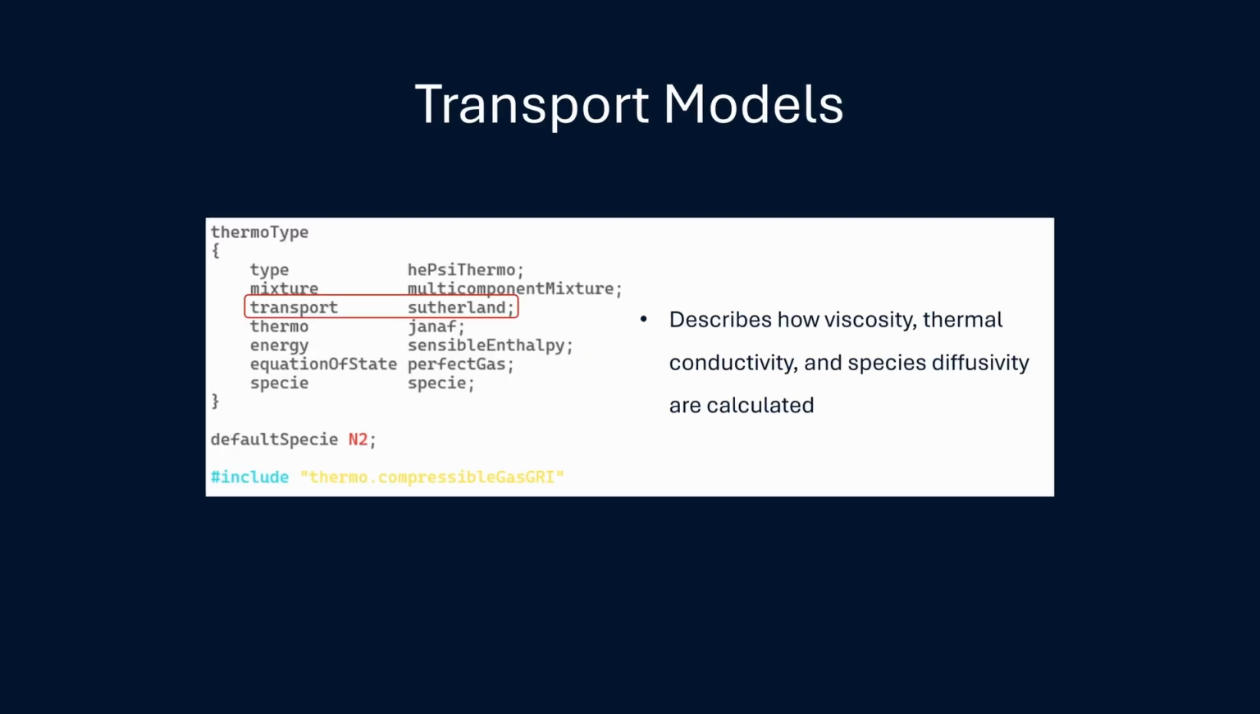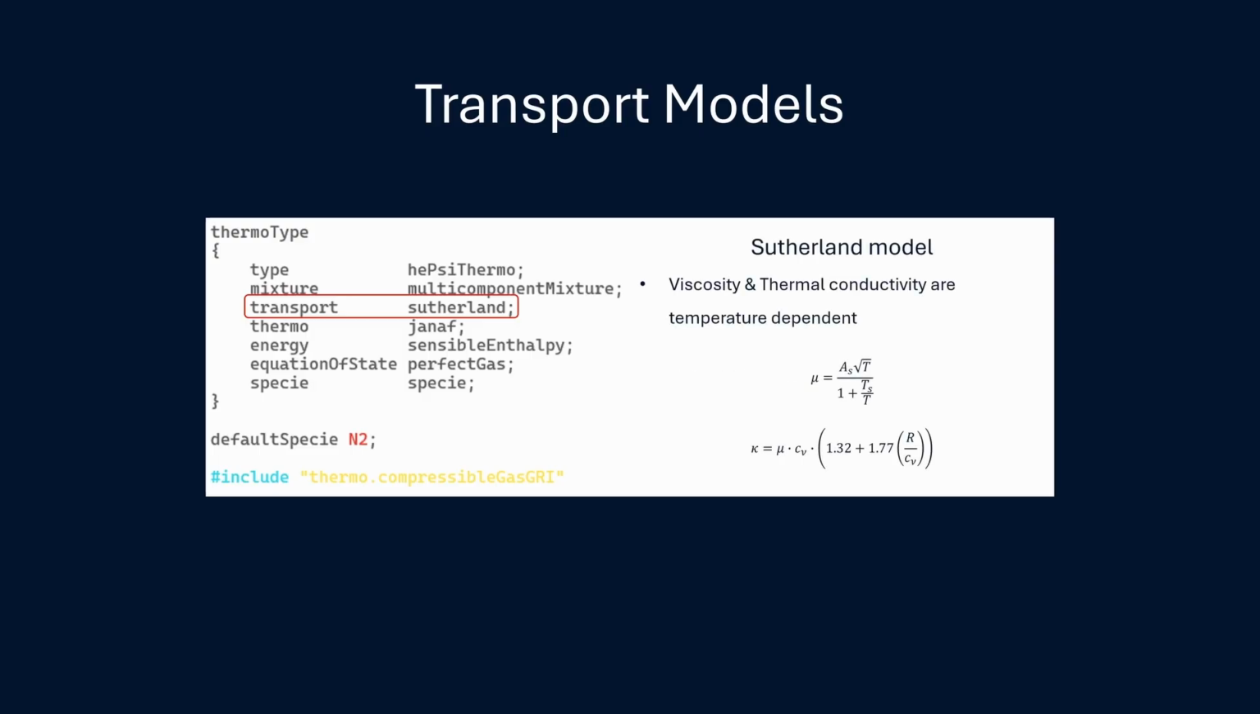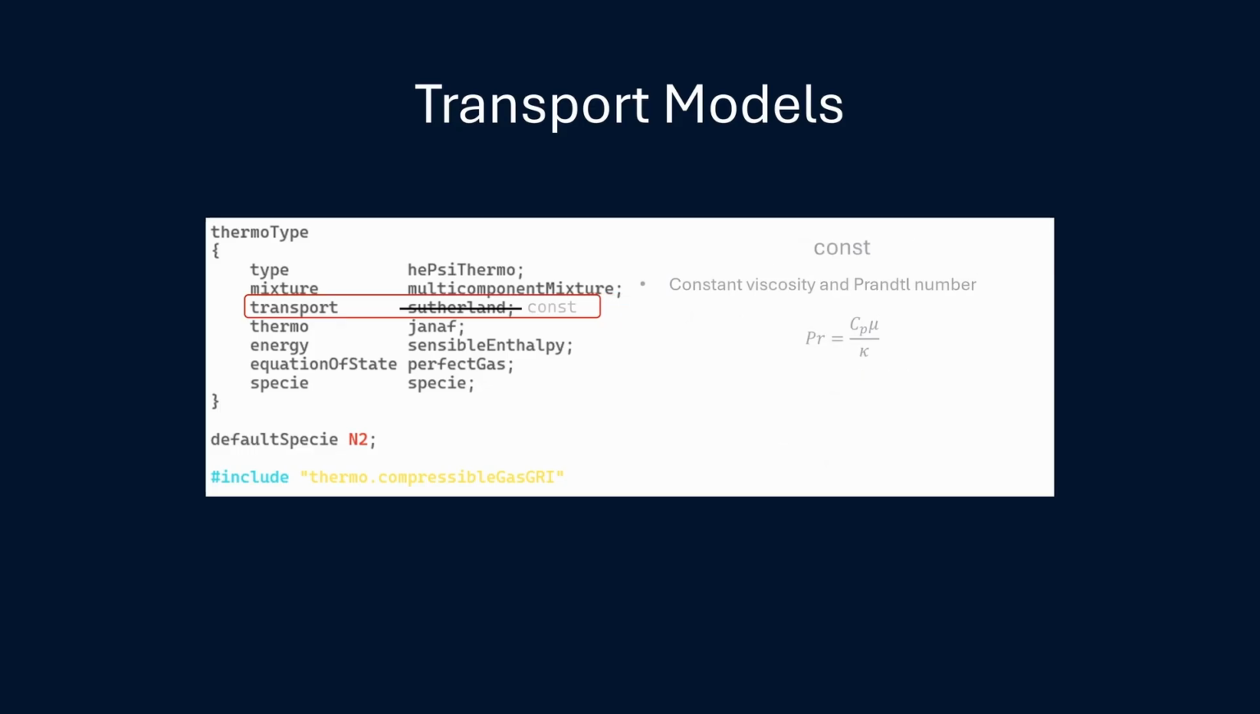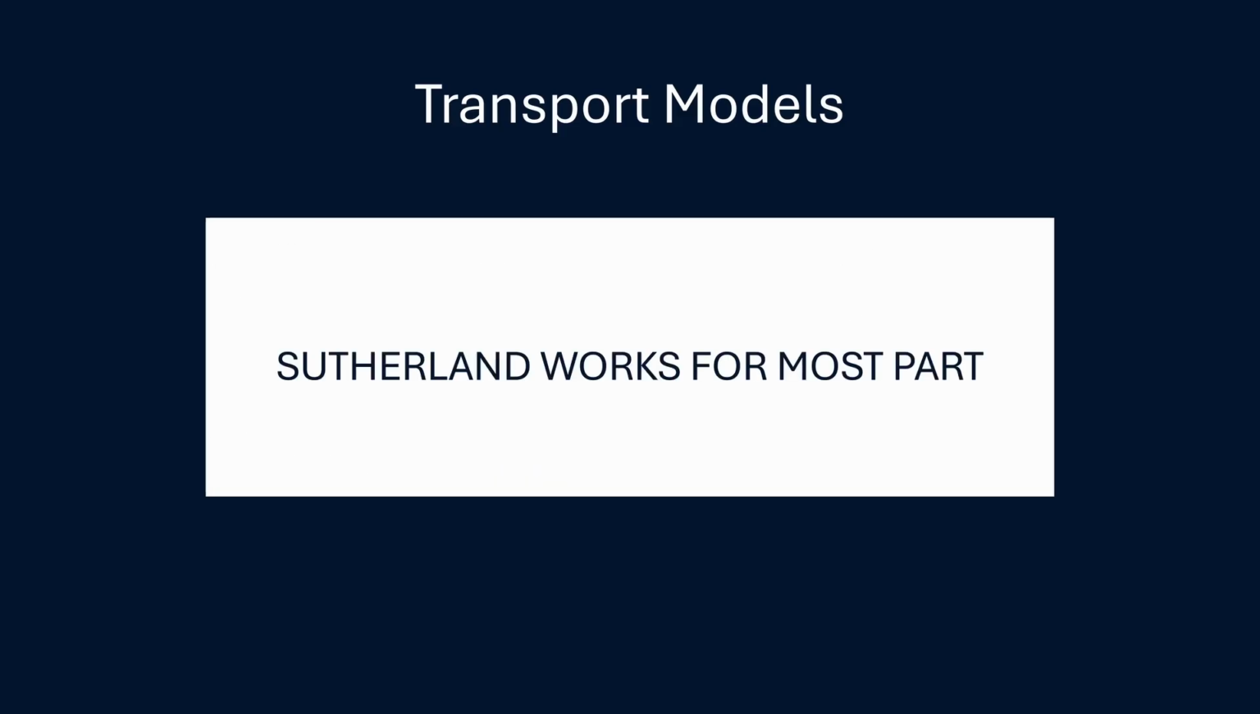Next we have transport. This describes how viscosity, thermal conductivity and species diffusivity are calculated. Sutherland is the most commonly used model as discussed before. This model assumes that viscosity and thermal conductivity are temperature dependent as shown in this formula. AS, TS are model coefficients to be defined for the fluid you are using. There is also the polynomial or log polynomial models with their own set of coefficients. The simplest model is the constant, which assumes constant viscosity and Prandtl number. Now Sutherland works for the most part.